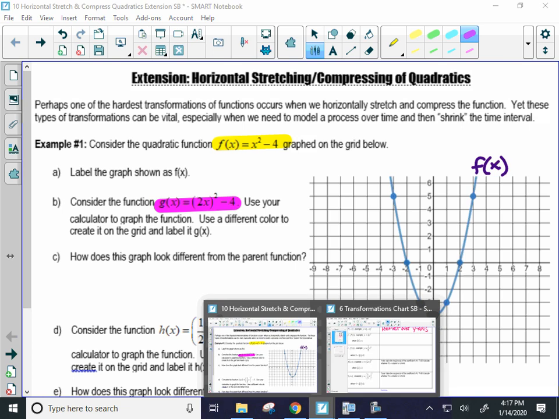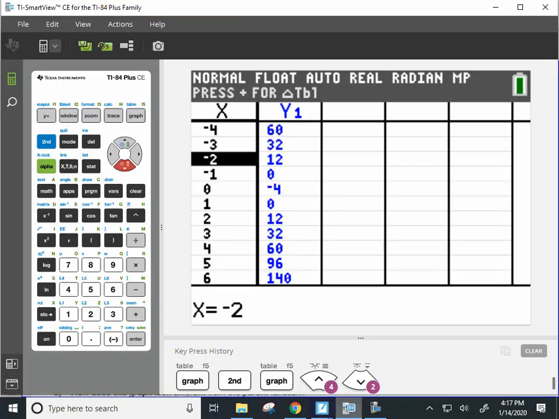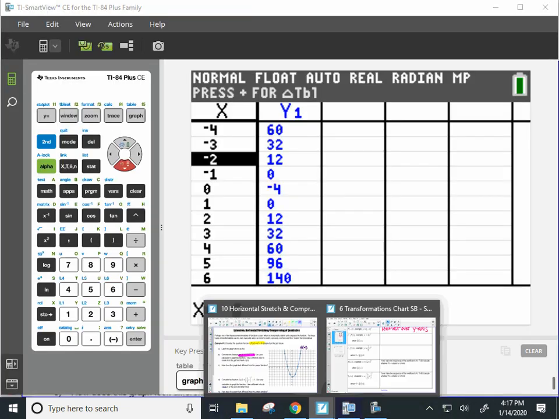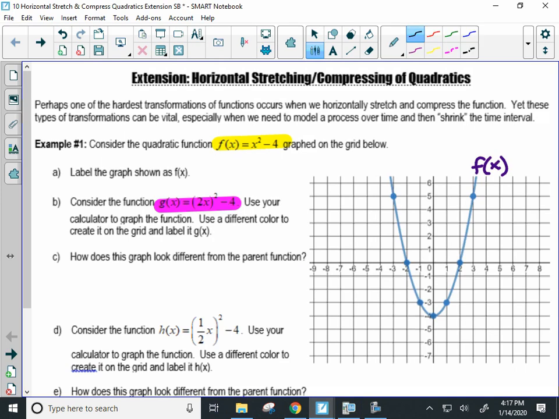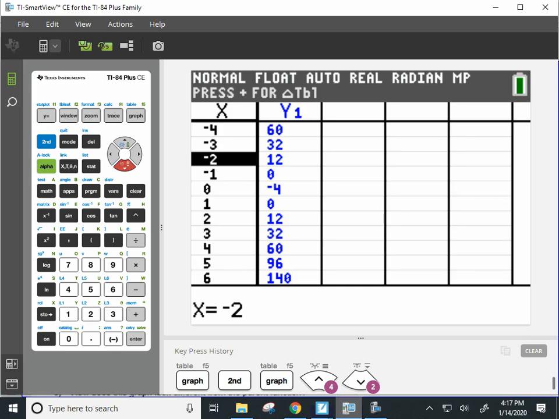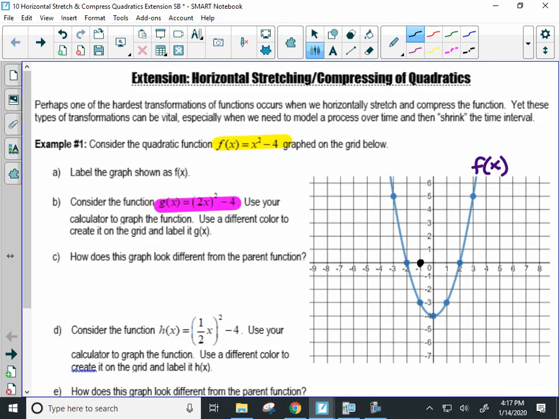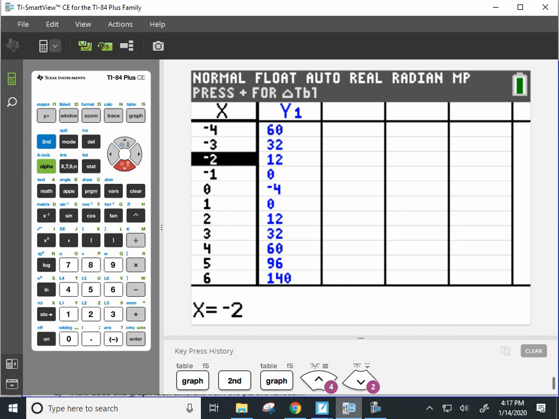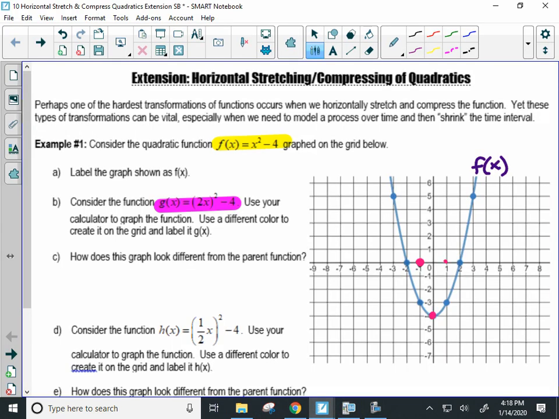No. But we can make negative 1, 0 fit. This point is here. The next point that fits would be 0, negative 4. Negative 1, 0, 0, negative 4, and 1, 0. And that's it, because 2, 12 would be way up high.